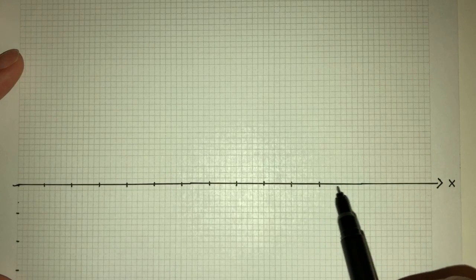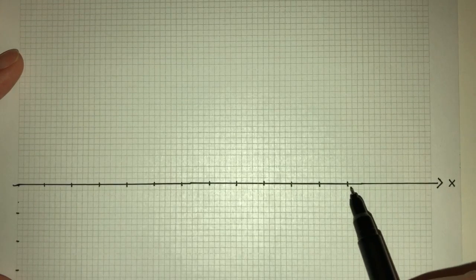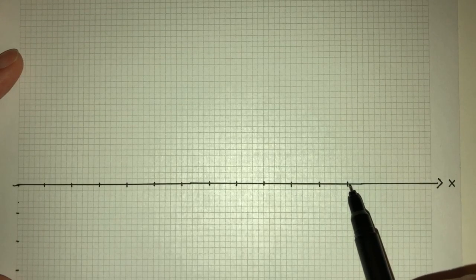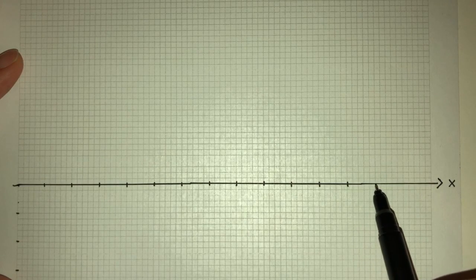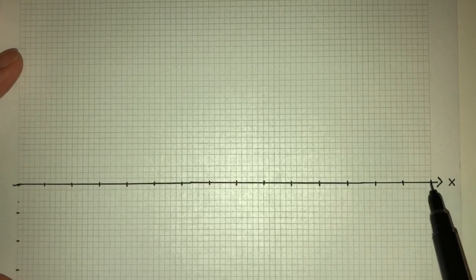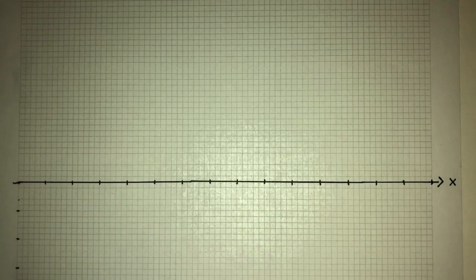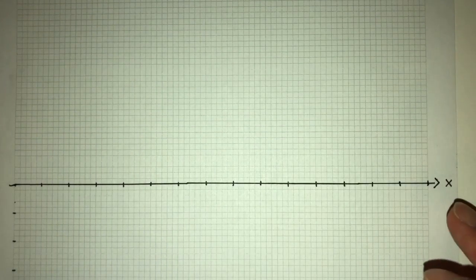So why do I choose 5? 5 squares represents 1 centimeter, and we need 1 centimeter on the graph to be able to draw my points on the axis. That's why I'm counting 5 squares right now. That's the reason why. So on the x-axis, we need the values from 0 to 4. Okay, so it has to be from 0 to 4.